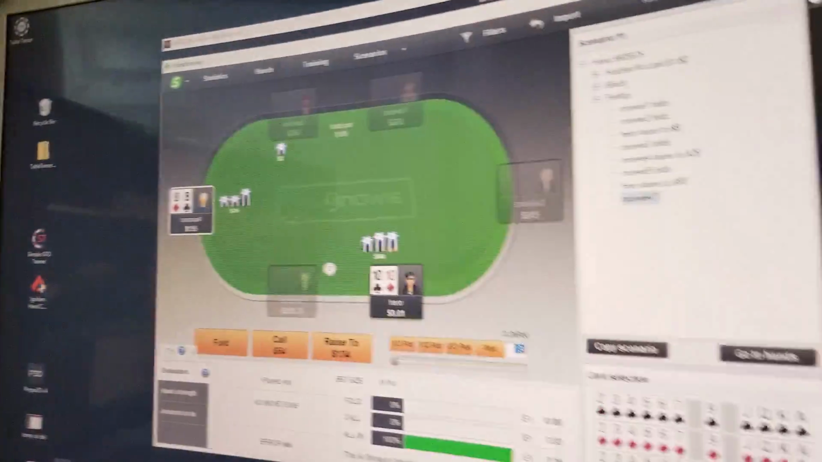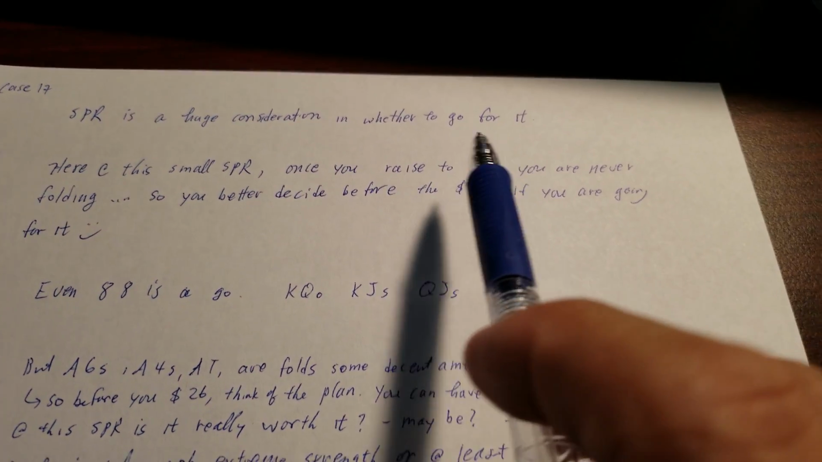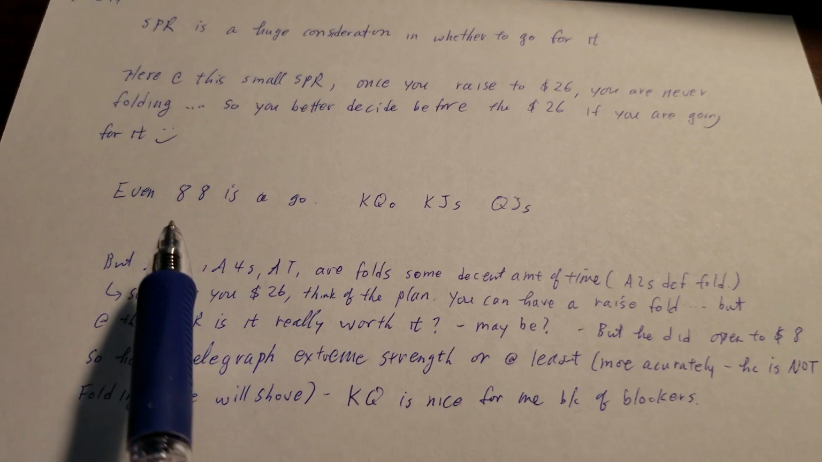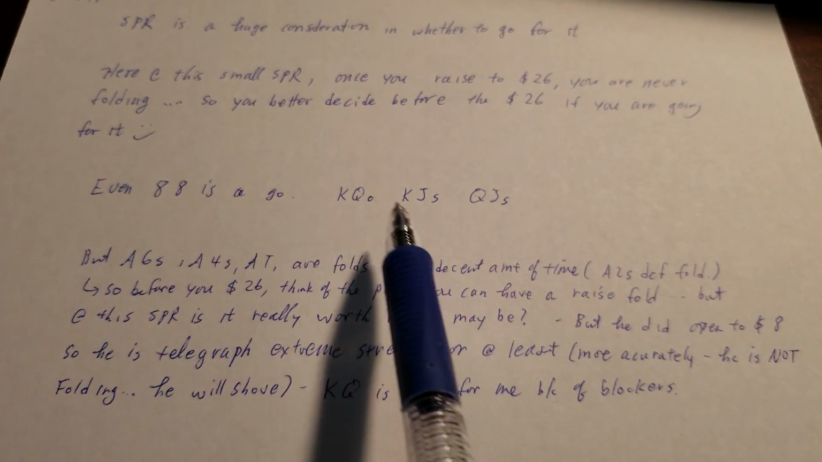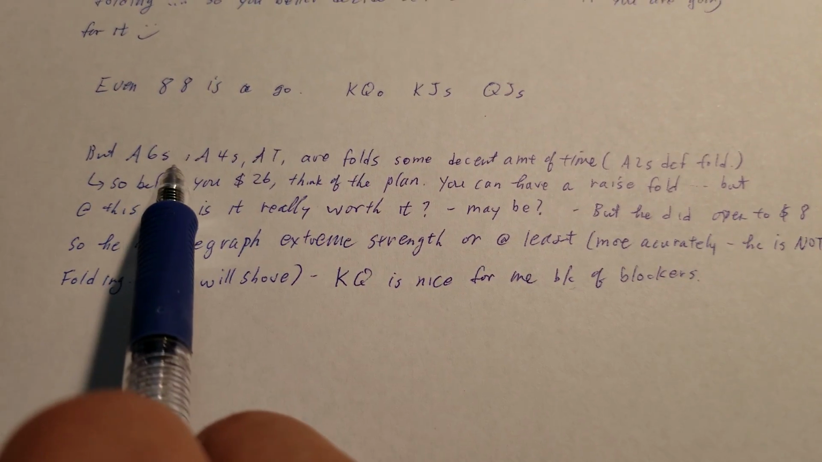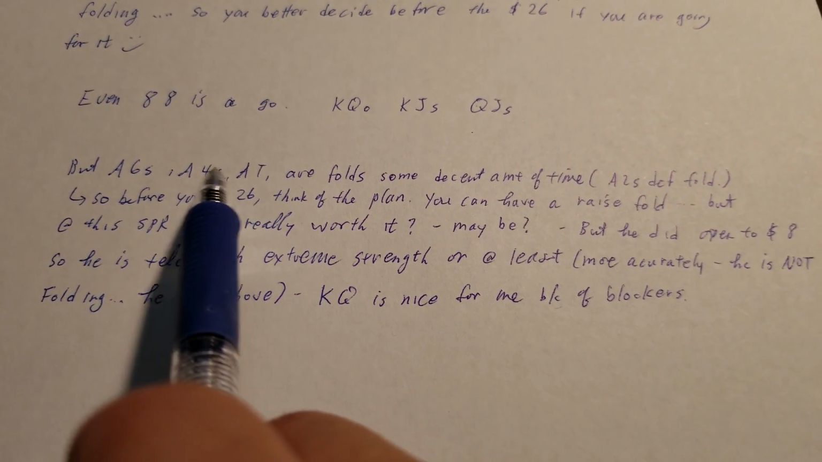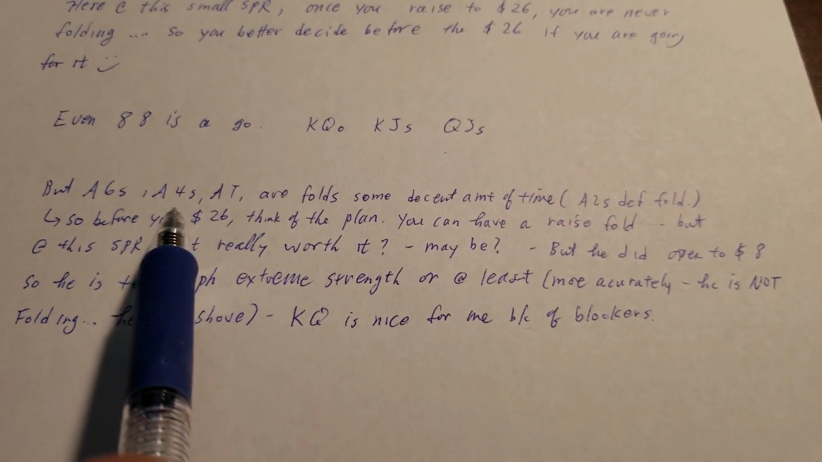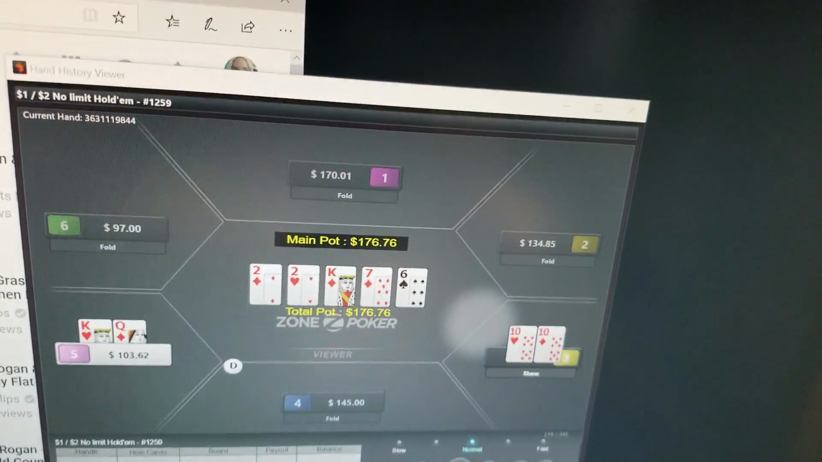So this is a really good case. SPR is the determining factor here, whether to go for it or not. It's a big consideration. So even AA is a go, and these are your goes. But A6, I don't think so. I don't want to face a shove with A6 and go all in at $80. Come on. All right, let's look at the hand.